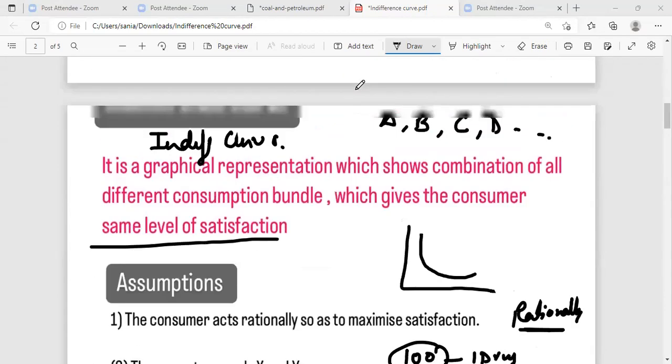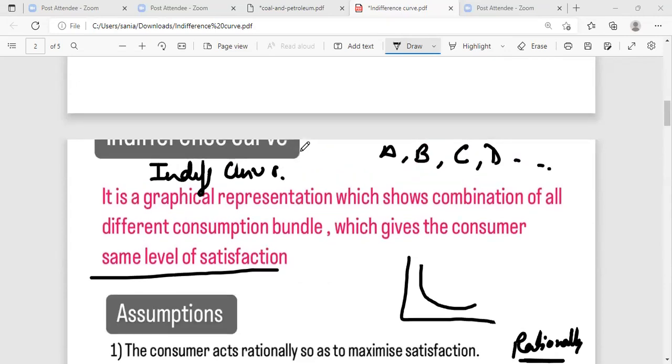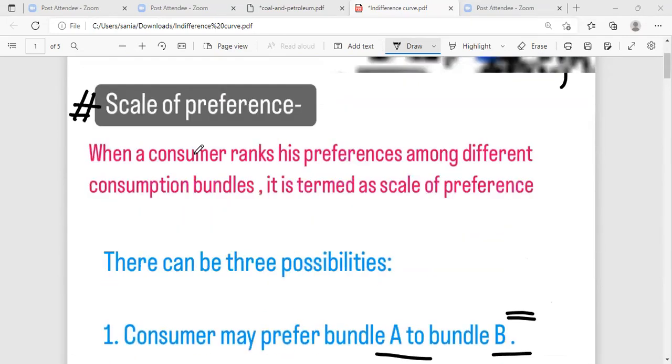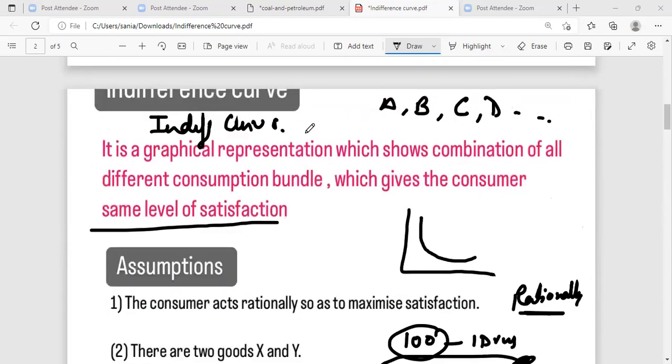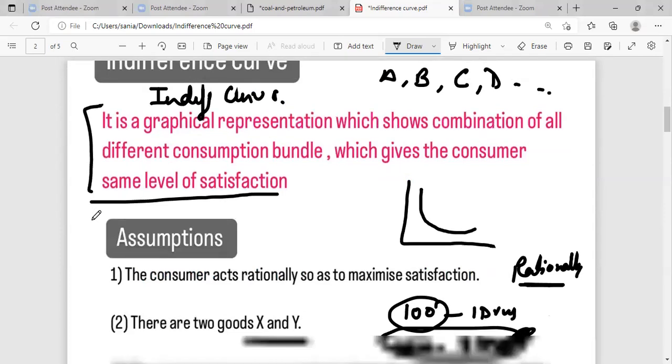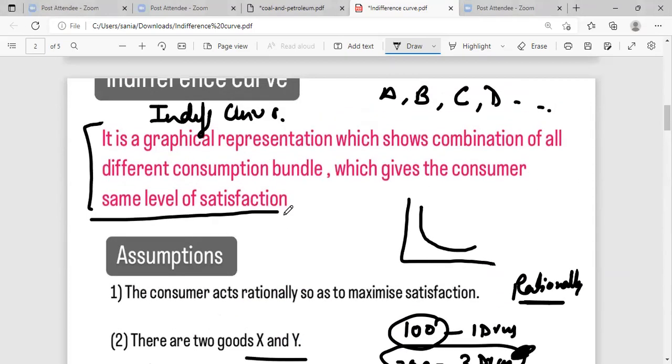So first of all, you will write this indifference curve. Okay. Indifference curve. Then this. And then the assumption. And then what do you understand by monotonic preference?